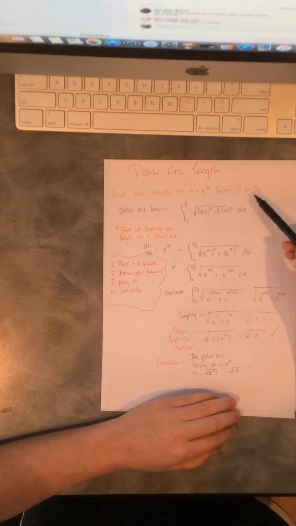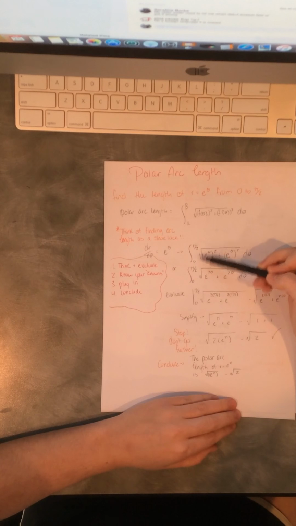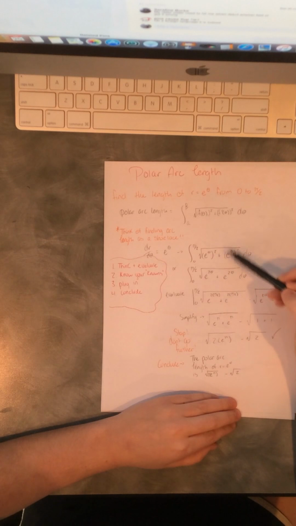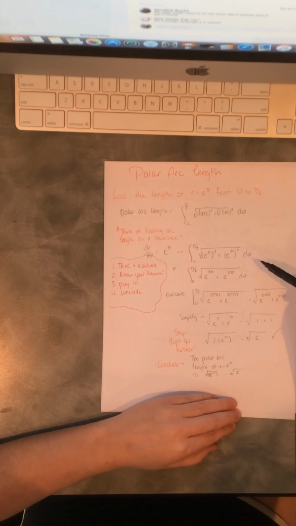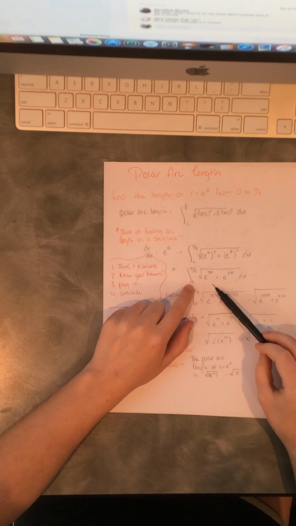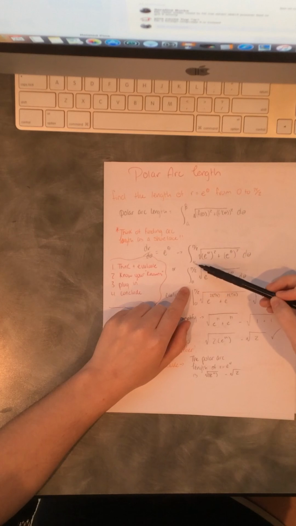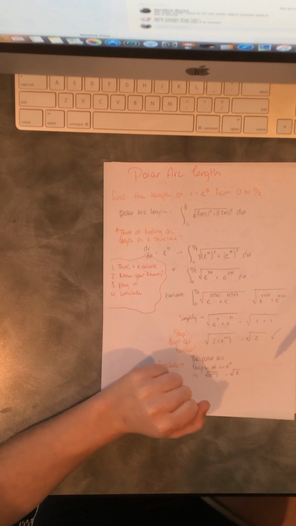Plug in. So we know that we're evaluating from 0 to pi over 2, and we're going to plug in 0 to pi over 2 of the square root of e to the theta, which is our original, squared, plus our derivative, which is e to the theta squared d theta. Now, we're going to plug this stuff in and simplify it. So if we simplify this, it's going to be the integral of 0 to pi over 2 of the square root of e to the 2 theta plus e to the 2 theta. We just distributed in the square, and we're done with simplification.